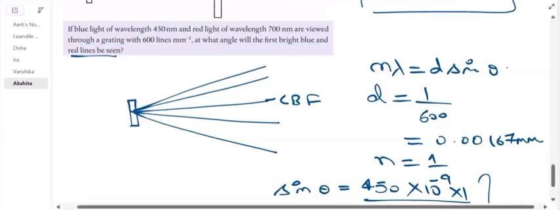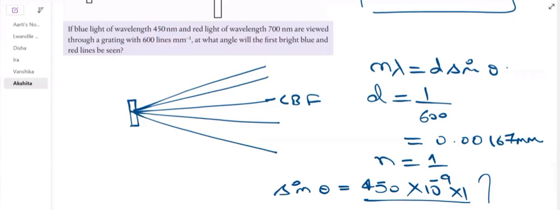Do you want to solve it? Yes, ma'am. Please do it. Kindly be quick. So this is blue color. No, blue color will be inside, my bad. This is blue, and it will be 700. Here the angle is 24.8 degrees.